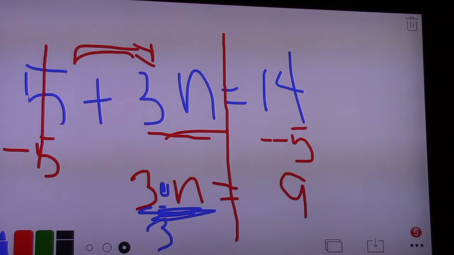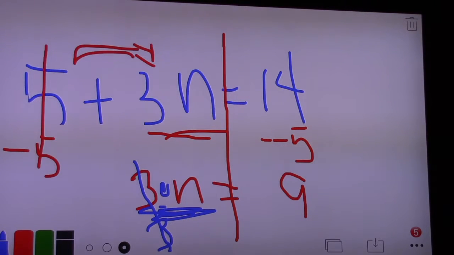And when I divide 3 by 3, how many 3's are in 3? There's exactly 1. And 1 times n is just n. So just like when I had 0 plus 3n, it was just 3n. 1 times n is just n. And so I go ahead and drop the n down.